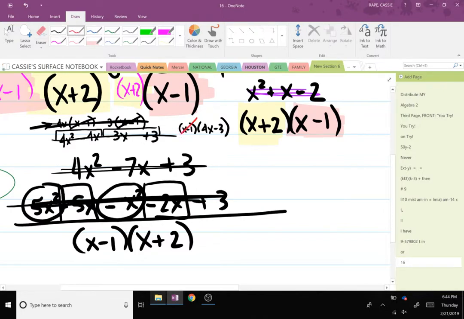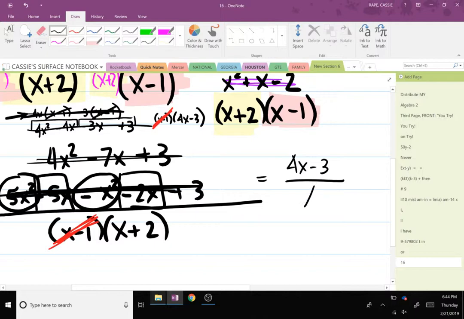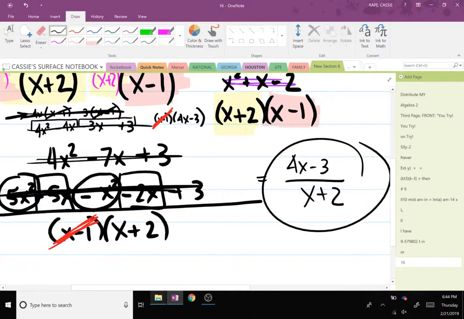If you look, x minus 1 over x minus 1, that cancels, and what you end up with is 4x minus 3 over x plus 2. And ta-da, that's the last one.